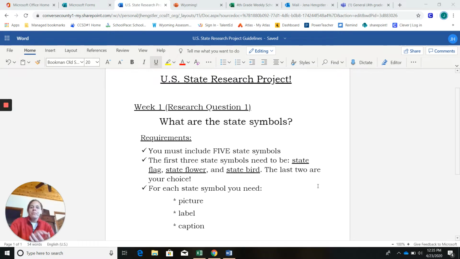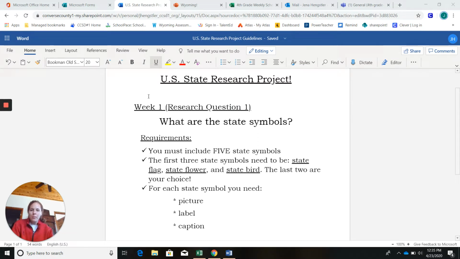So, for this week, research question 1 is what are the state symbols? So after you decide which state that you want to do your research project on, what you're going to work on this week are finding out some of the symbols for that particular state.